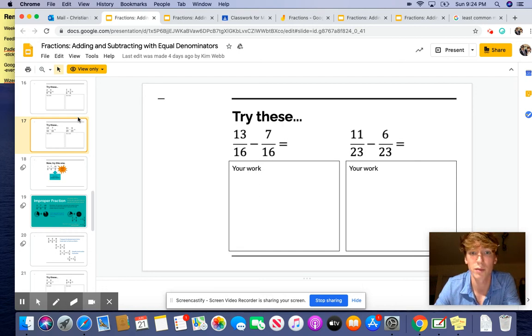Subtraction. If the bottoms are the same, you're just doing subtraction on the top, keeping the bottom. Subtraction on top, keep the bottom. So right here, we do 13 minus 7. You would get 6 over 16. Right here, we would do 11 minus 6 and get 5 over 23, because our bottom stays the same.